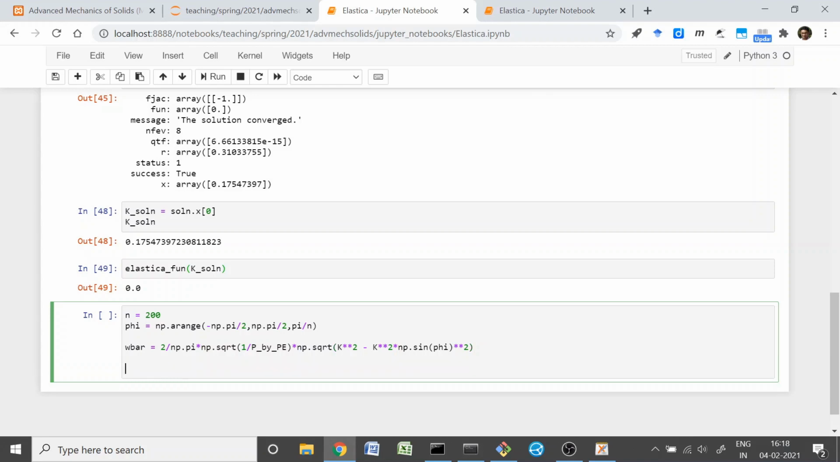So let's see if we can obtain this. Again, just like before, let's try this. Phi, w bar. Let's see what it gives us.